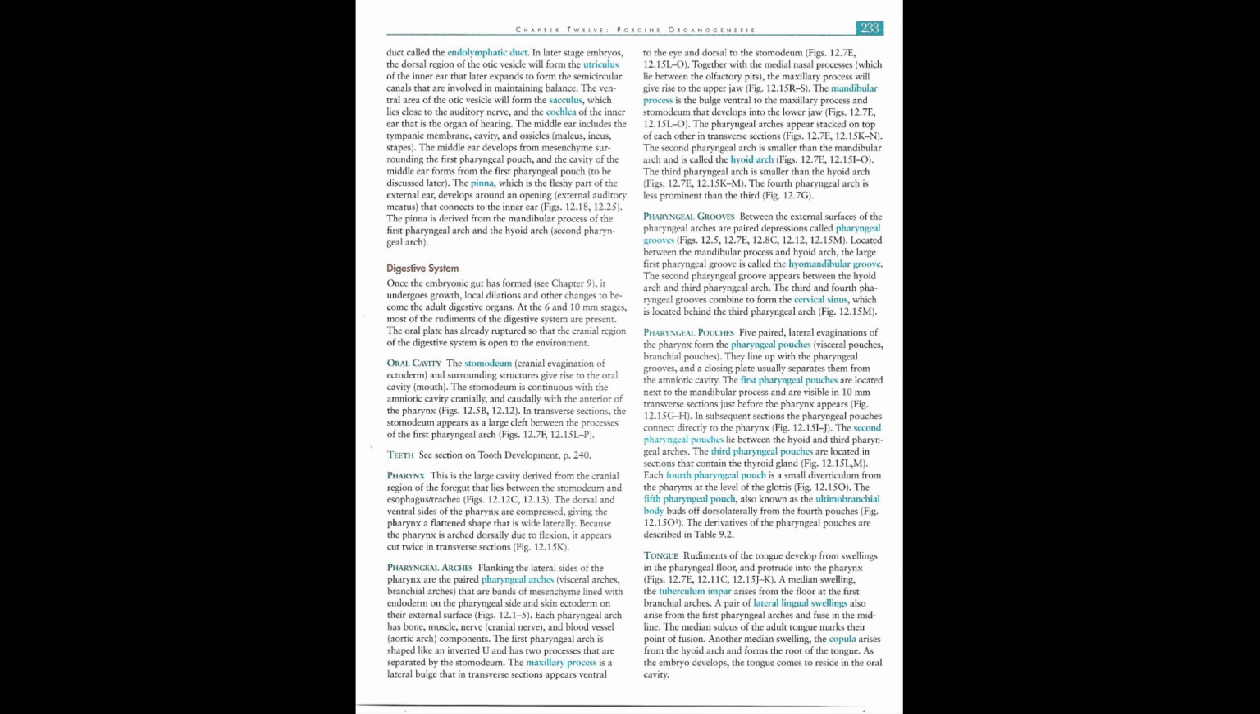Digestive system. Once the embryonic gut has formed, see Chapter 9, it undergoes growth, local dilations and other changes to become the adult digestive organs. At the 6 and 10 mm stages, most of the rudiments of the digestive system are present. The oral plate has already ruptured so that the cranial region of the digestive system is open to the environment.